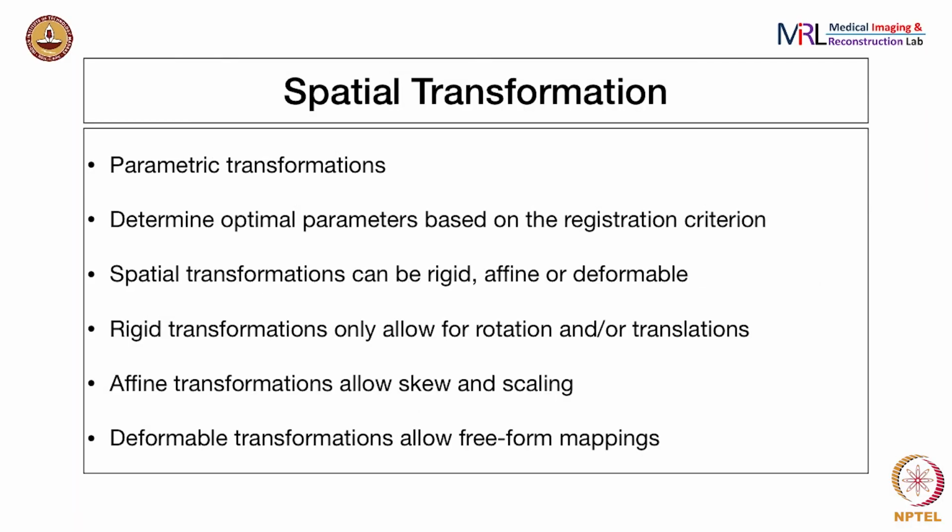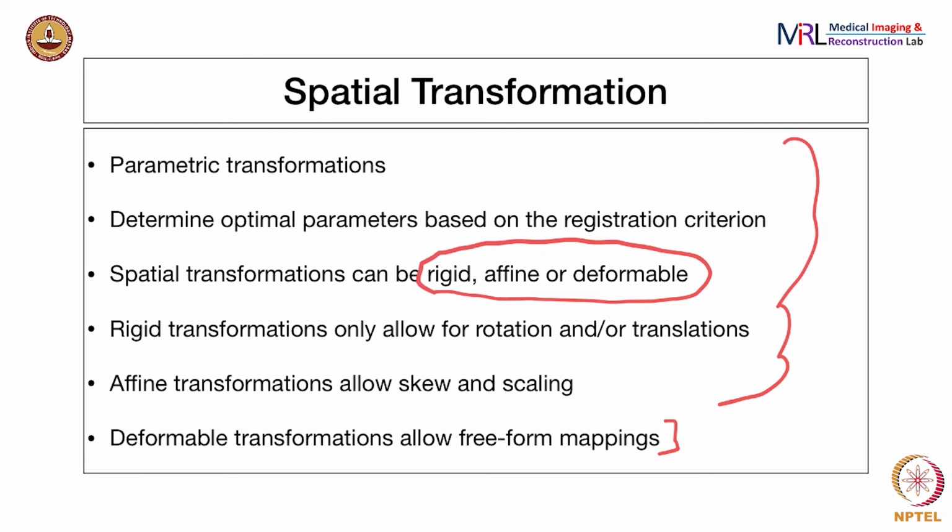Okay, so what kind of spatial transformations are we talking about? We are looking at all of these right now, and we will look at the deformable ones next week, right? When I say all of these, I basically meant rigid, affine, or deformable. Okay, I put the wrong bracket there. So this is the one. These are the ones that we are looking at, but specifically this week we will look at rigid and affine.